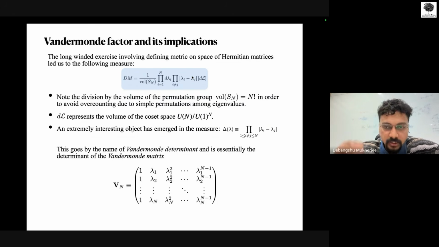So now this is what we started off with. We wanted to express our measure as a product over eigenvalues of the matrices, and that is what we have done. But along with that, we have obtained something extra. Now we are going to talk about this extra stuff.